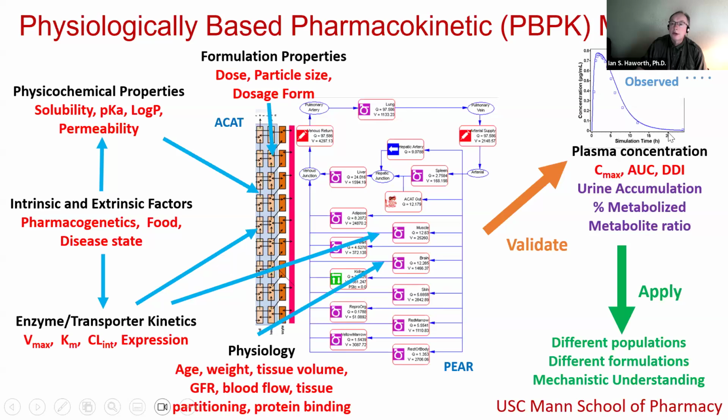But it's also very important to try to use other observed data. One of the most obvious ones is urine accumulation. So can you show that your model is predicting the correct elimination kinetics, the pharmacokinetics, of the drug? There's other ones though. If you have multiple enzymes involved or just one enzyme, how much of your drug is being metabolized?